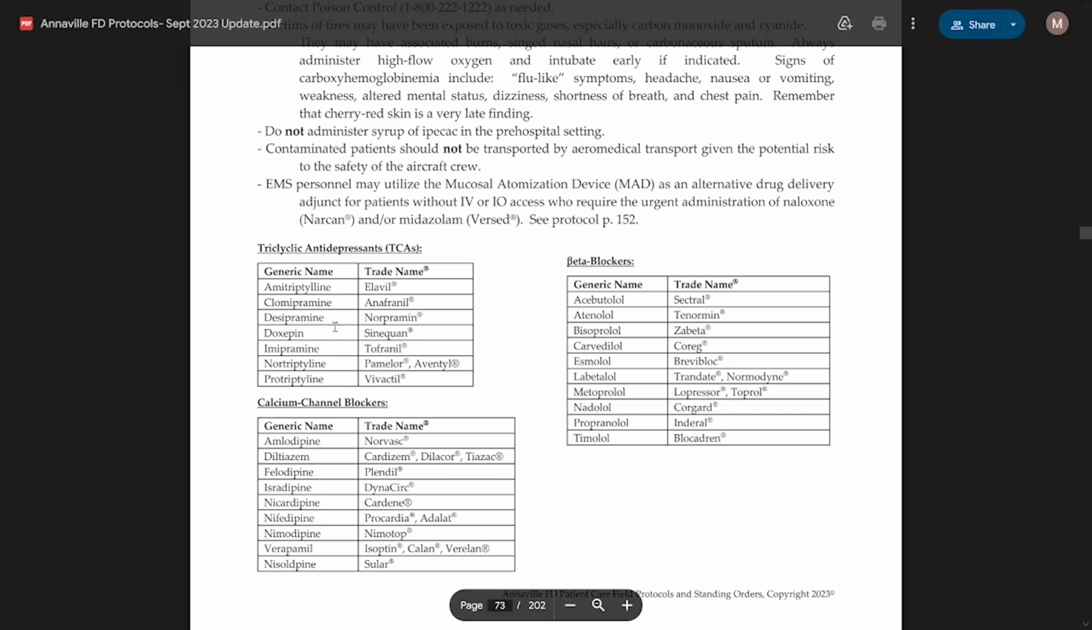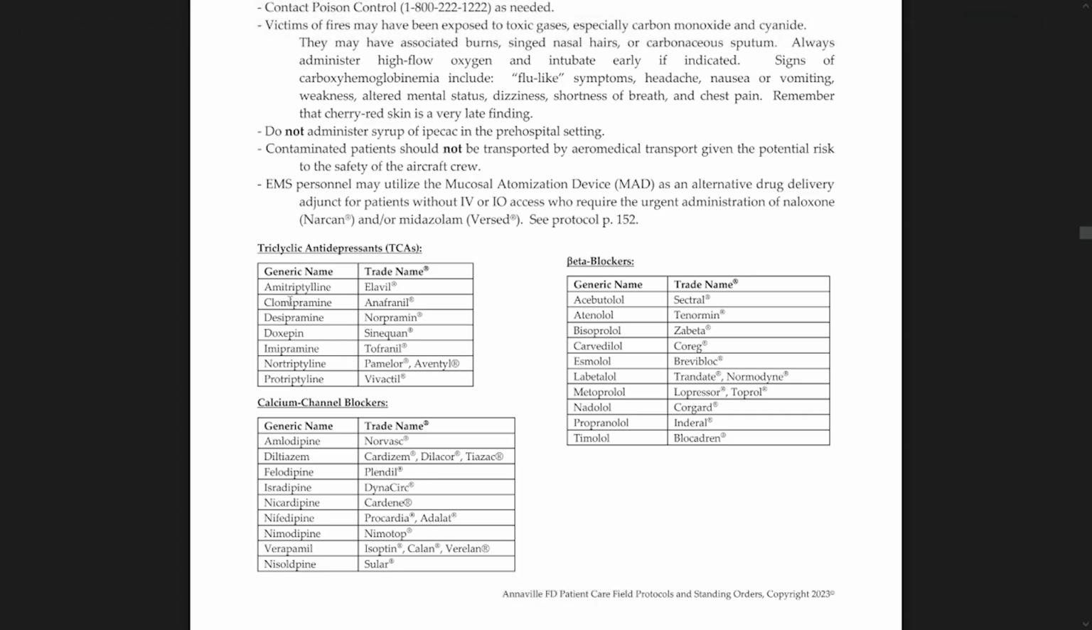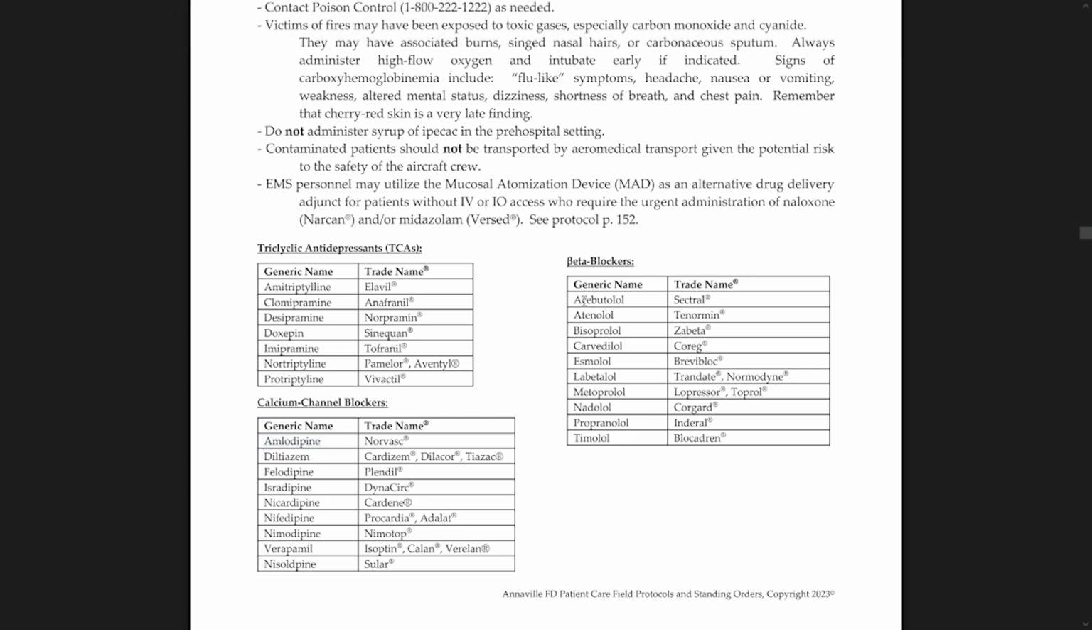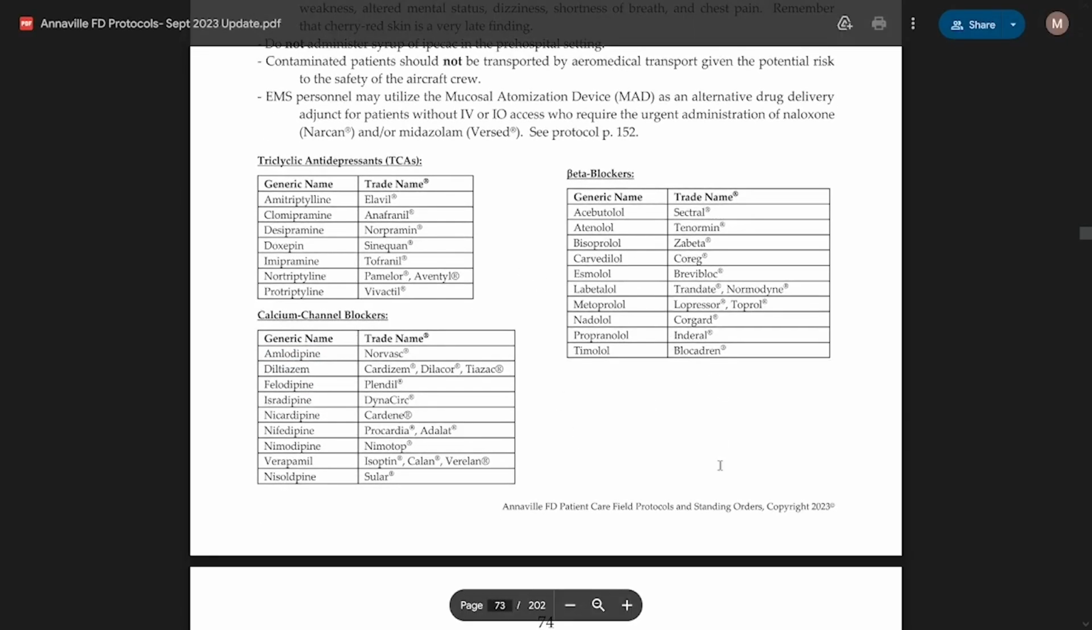I'll just say their generic names. For TCAs, we have amitriptyline. I don't know how to pronounce a lot of these actually, so we'll just say amitriptyline. Calcium channel blockers, we have things like amlodipine. And beta blockers, we have medications like acebutolol. But if you want to look at this, you can pause it.